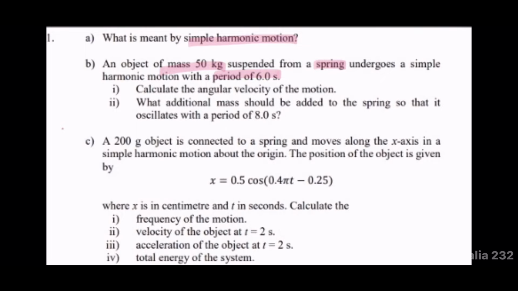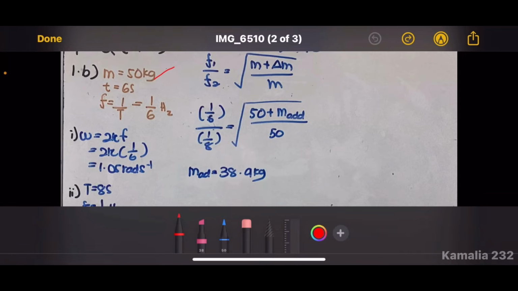B. An object of mass 50 kg suspended from a spring undergoes a simple harmonic motion with a period of 6 seconds. The first question is to calculate the angular velocity of the motion. Given the mass is 50 kg, the period is 6 seconds, and the frequency is 1 over 6 Hz. To find the angular velocity, we use omega equal to 2 pi f and substitute the values into the equation, and we get 1.05 radian per second.